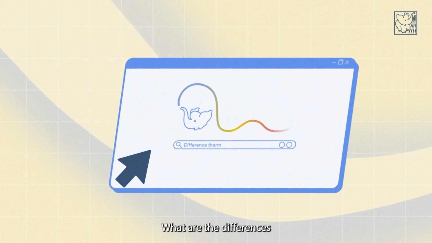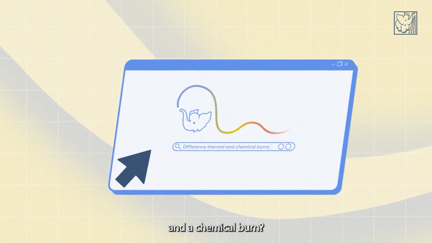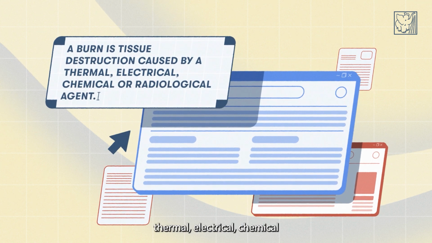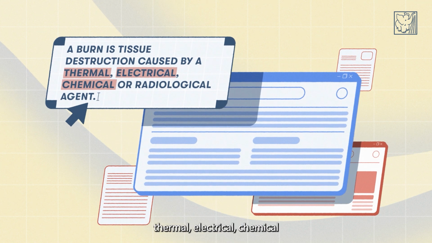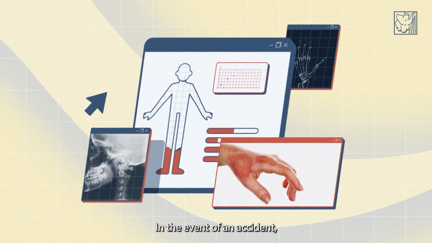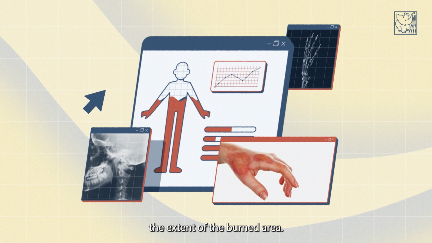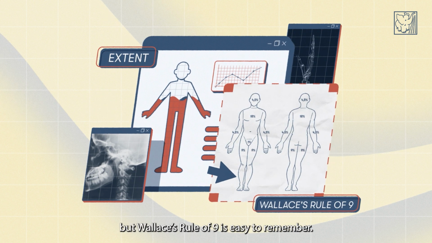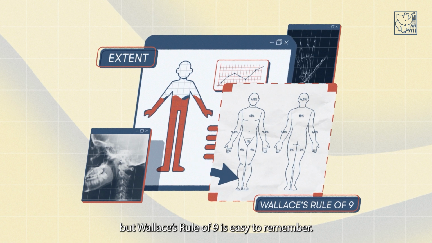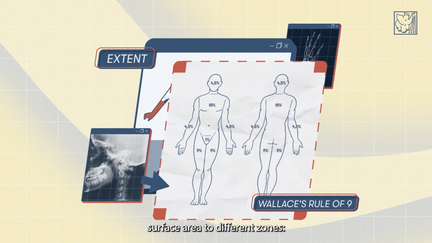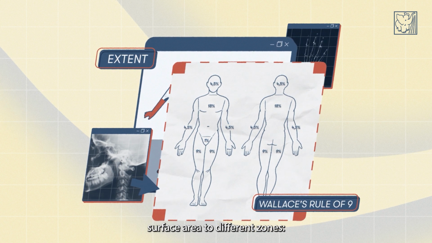What are the differences between a thermal burn and a chemical burn? A burn is a tissue destruction caused by a thermal, electrical, chemical, or radiological agent. In the event of an accident, you need to quickly assess the extent of a burned area. There are several techniques, but Wallace's rule of 9 is easy to remember. It allocates multiples of 9% of the total body surface area to different zones.